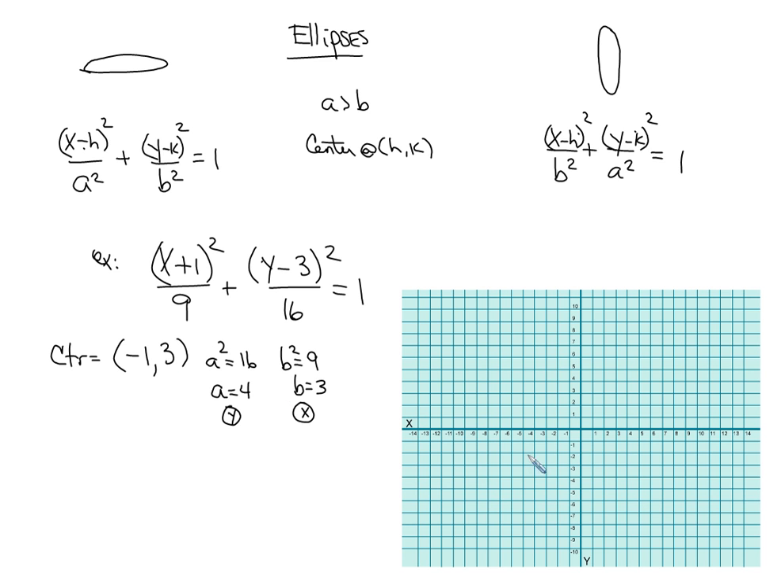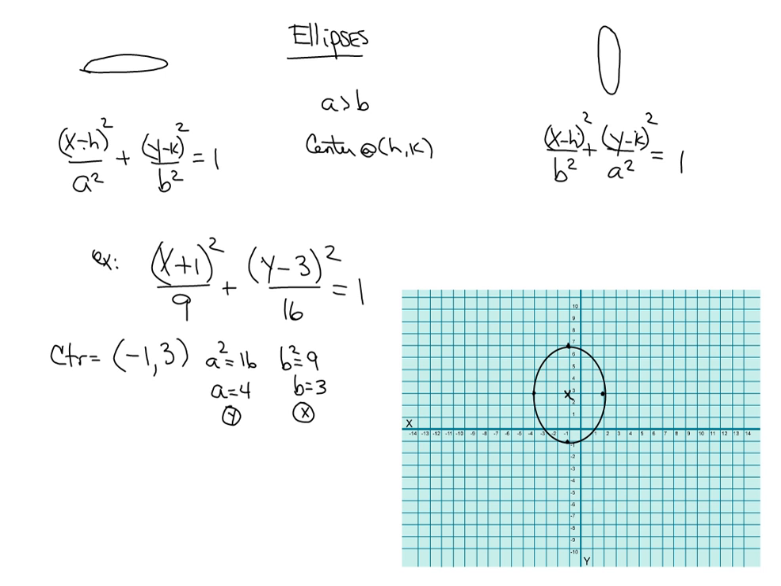So we have our center at -1, 3. Right here, I'm going to put a little x. From the center in the y direction, I'm going to go up 1, 2, 3, 4, and down 1, 2, 3, 4. In the x direction, I go left 1, 2, 3. I go right 1, 2, 3. And now I can draw my ellipse. Let me get my ellipse tool here. There we go. There's our ellipse.